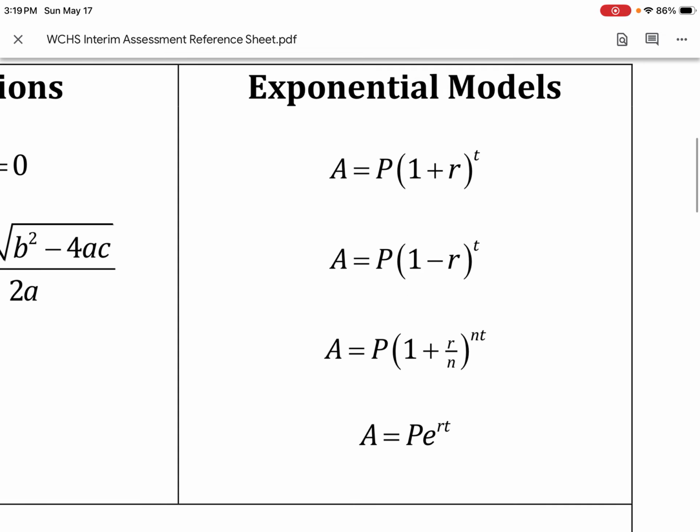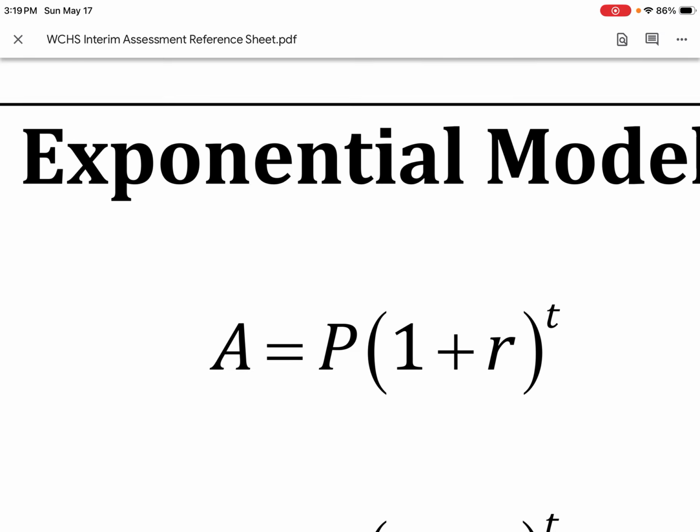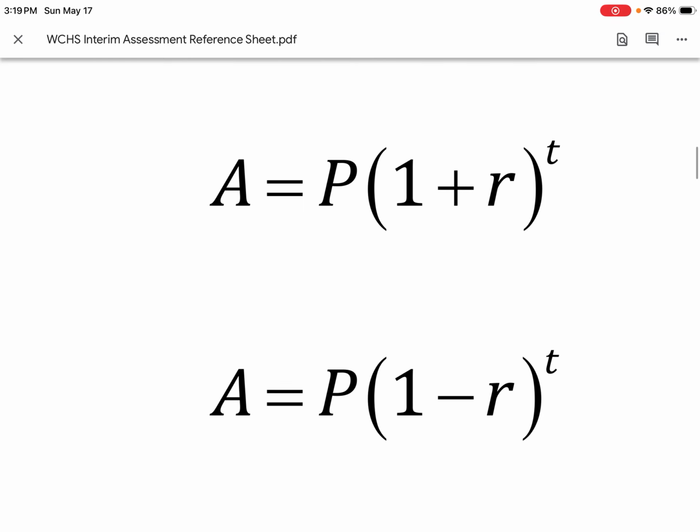A kind of looks a little bit weird. We call that one, like, for our money, the compound interest. That one's only for compound interest. We're only worried about these two. That top one with addition is the growth, and then the subtraction is decay. We talked about this a lot before we took our interim, okay?